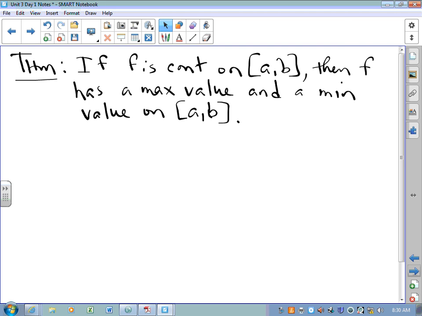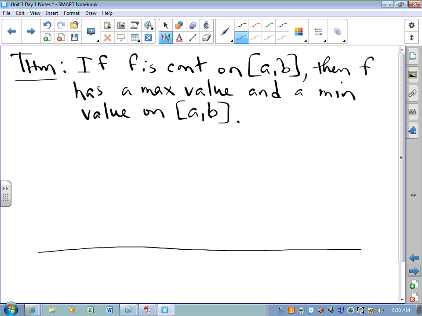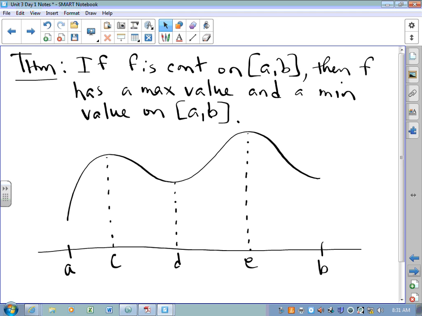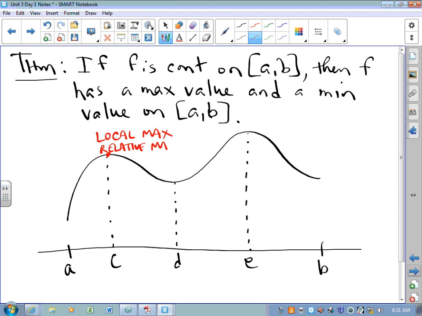So how do we find them? Well, really, there are two kinds of extrema. Consider this function on the closed interval from A to B, and consider maybe that's C, maybe that's D, and maybe that's E. This point right here, this is what we call a local max. Some textbooks refer to this as a relative max.